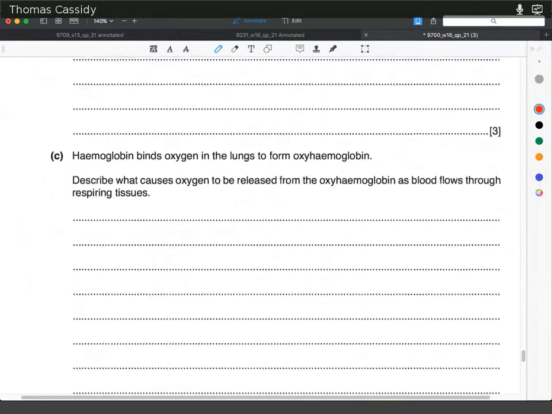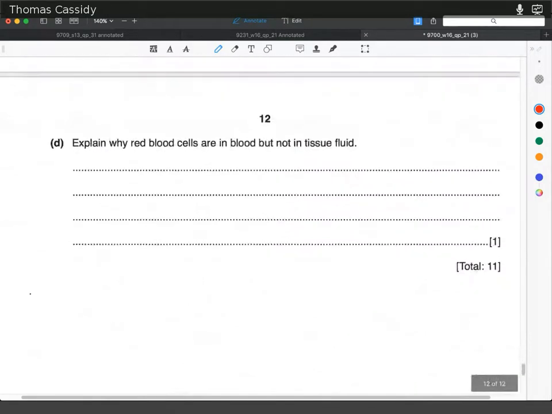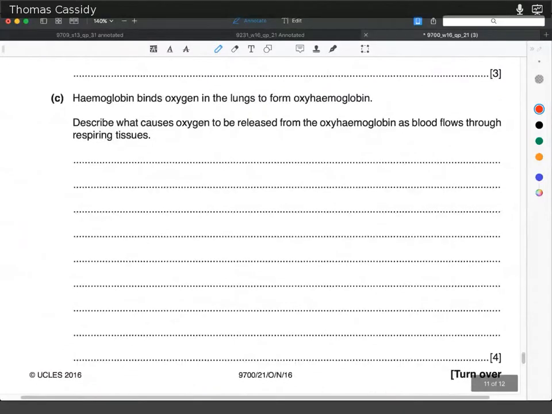Yeah. Part C, it's our second to last question here, talking about hemoglobin. I think there was a bit about that in the paper yesterday. Hemoglobin binds oxygen in the lungs to form oxyhemoglobin. Describe what causes the oxygen to be released from the oxyhemoglobin as it flows through the respiring tissues. So we know that hemoglobin is used to move oxygen around the body as we breathe it in. It gets bound to the hemoglobin and then carried to where it's needed. How do we know when it's needed, and how does it get off the hemoglobin? How does it get off that roller coaster is what it's asking.